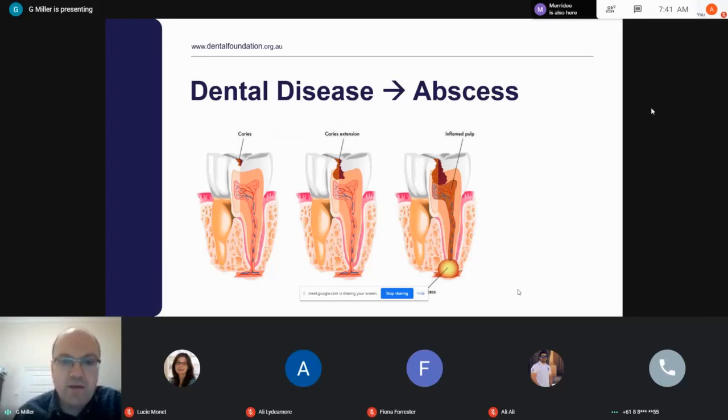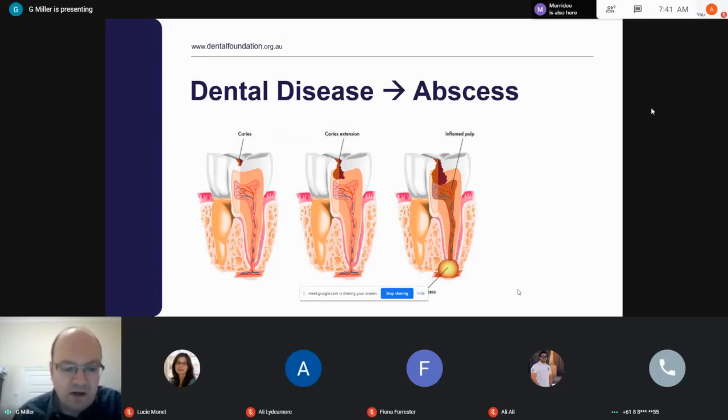Now, pulpitis can either be reversible or irreversible. Either way, the patient will need to see a dentist. Antibiotics do not work in the case of reversible or irreversible pulpitis. Dental caries and dental pain alone is not a dental emergency.